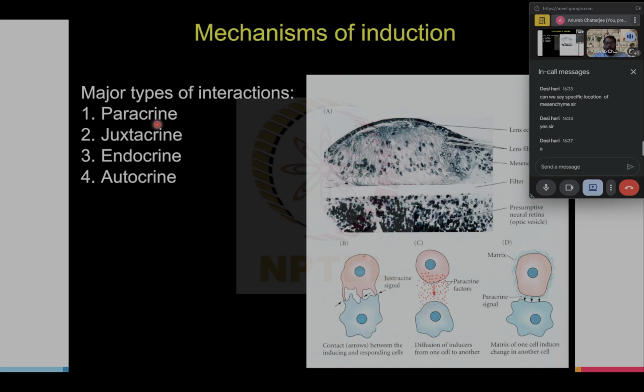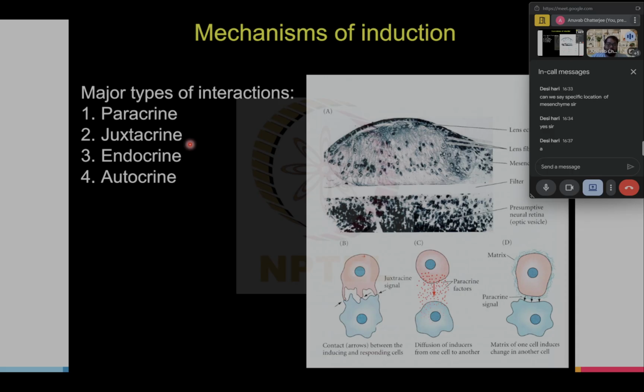The first is paracrine, where one cell sends out signals to a cell a bit further away. So if the signal has to travel, it is a secreted molecule. It is known as paracrine signaling. Goes a bit further away.